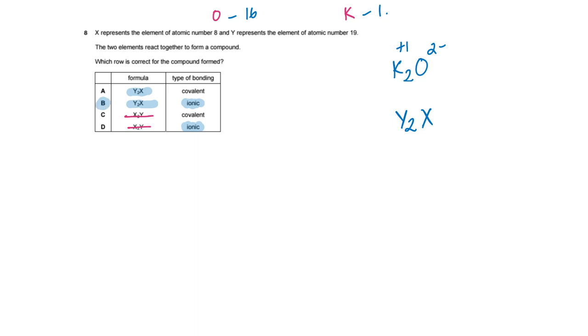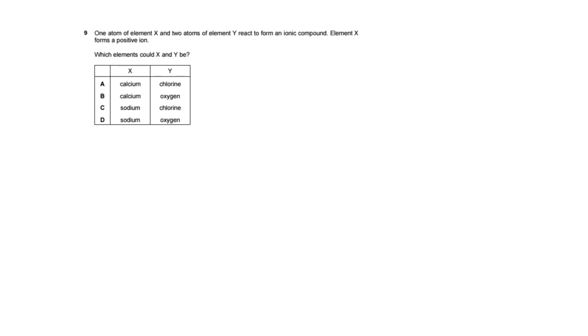Right? Easy. Alright, one atom of element X and two atoms of element Y react to form an ionic compound. Has to be ionic. Let's see if we can rule out a few non-ionic compounds. I don't think we can. Metal is here, non-metal is here. Let's see if they can bond in the ratio. So X needs to be 1, Y needs to be 2. Can calcium and chlorine do that? Calcium is in group 2, chlorine is in group 17.